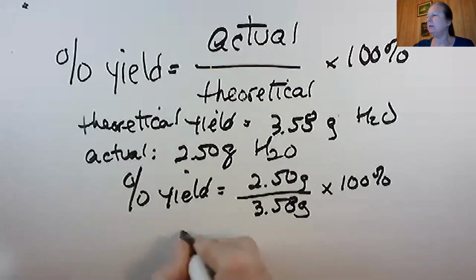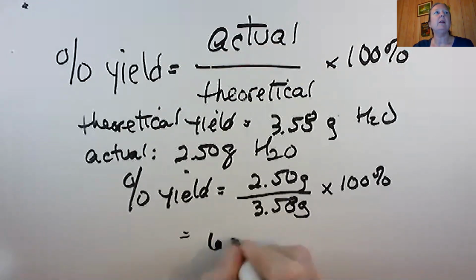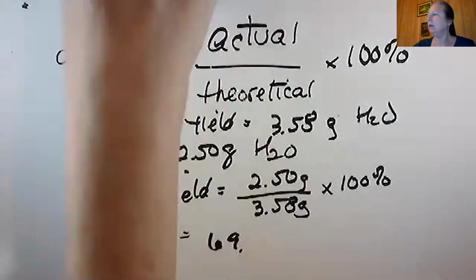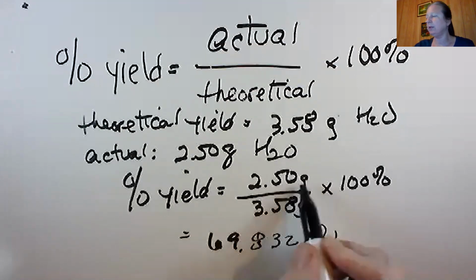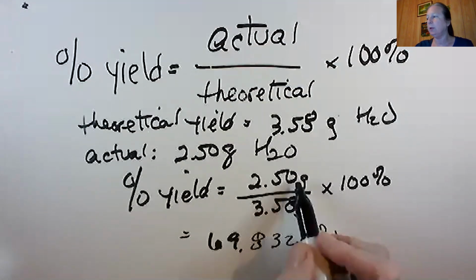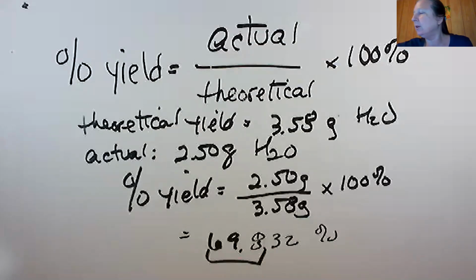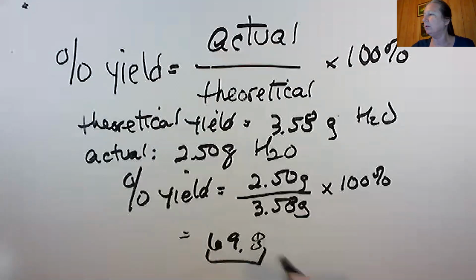So I get 69.88%, 3 sig figs. The 0 on the end is on the right side of the decimal place. The only reason it's there is it's significant. With 3 sig figs here, my answer is going to be 3 sig figs. So it's 69.8%.